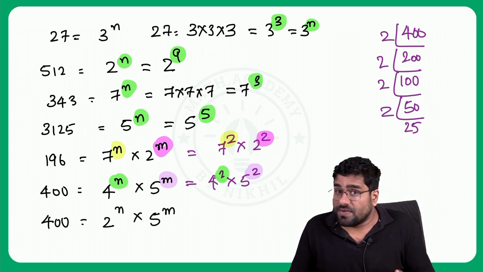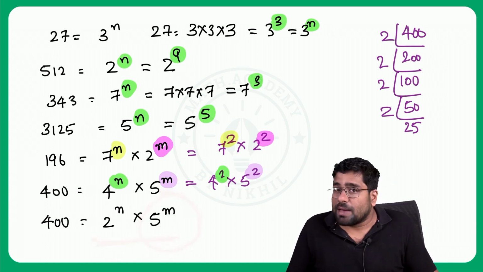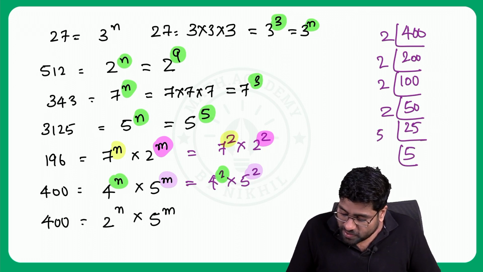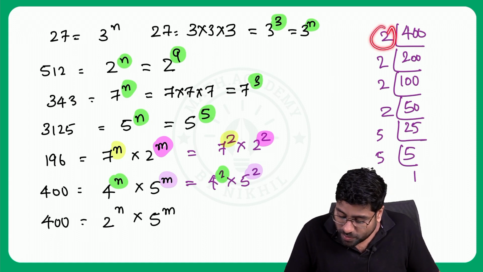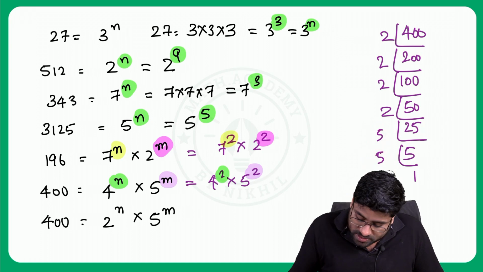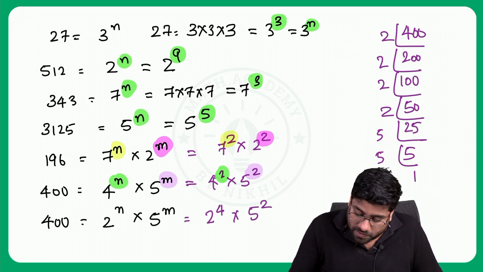Now I cannot go ahead with 2. Now what is it that I'm supposed to use? I should look for whether I'm allowed to use any other number. I'm allowed to use 5. So let's use 5. So it is going to be 5, 5, 5, 1. Yes, that's it. So that means that I'm allowed to use 2 how many times? 1, 2, 3 and 4. And 5 is going to be used 2 times. So this will be written as 2 to the power of 4 into 5 to the power of 2.